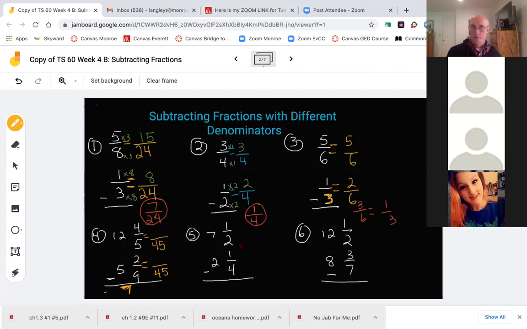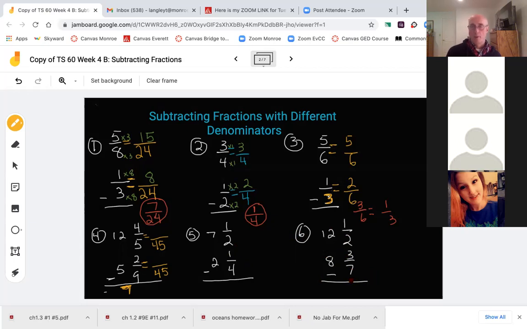It's not the lowest one, and when you get finished with the problem, you'll have to reduce. But that is a little workaround, just so you know you could do it. I'll show you that again. In this fraction, I could just multiply my 2 times 7 is 14.